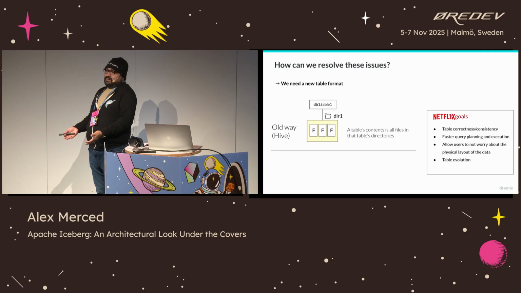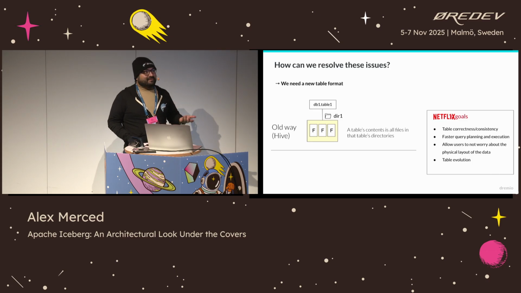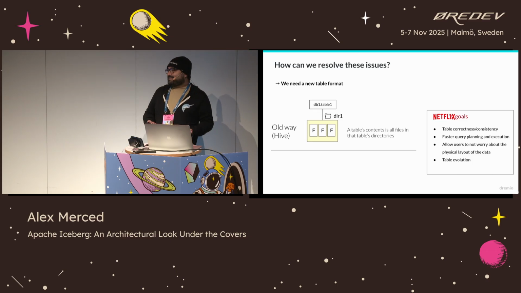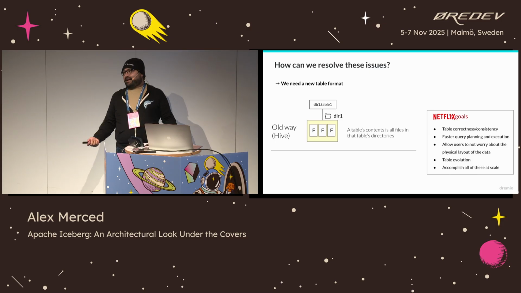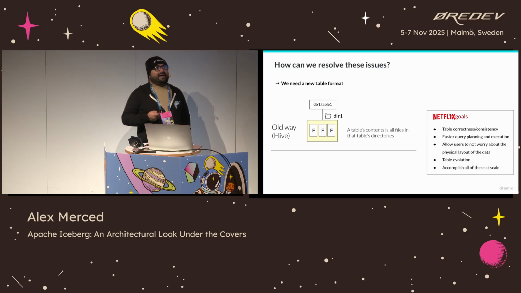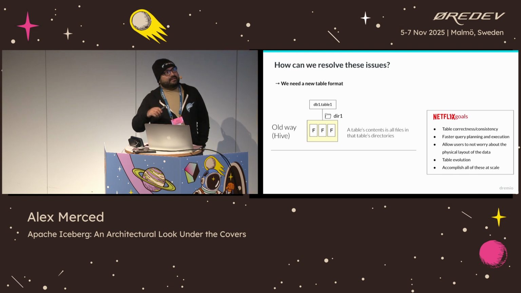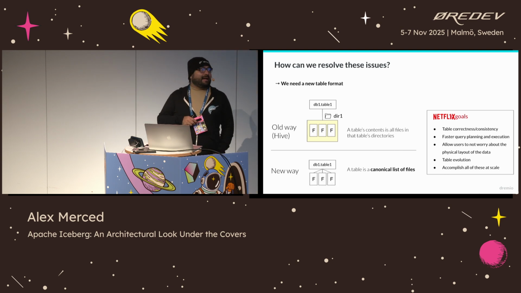You want to add a column? It's not like Postgres where I can just add a column. I'd have to rewrite every single data file to include the column and re-register the table. When you're talking about terabytes of data, that's not a lot of fun and not very cheap. And do all of this at scale. So this is where the engineers at Netflix ended up developing Apache Iceberg.